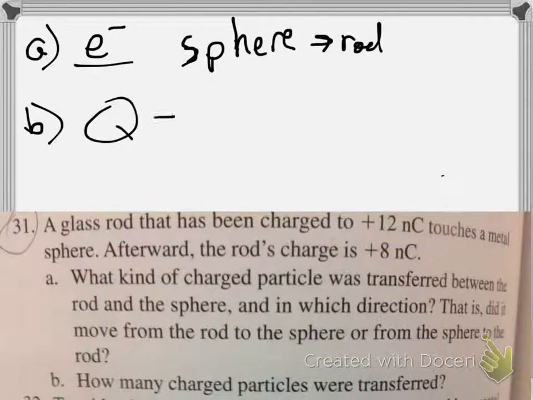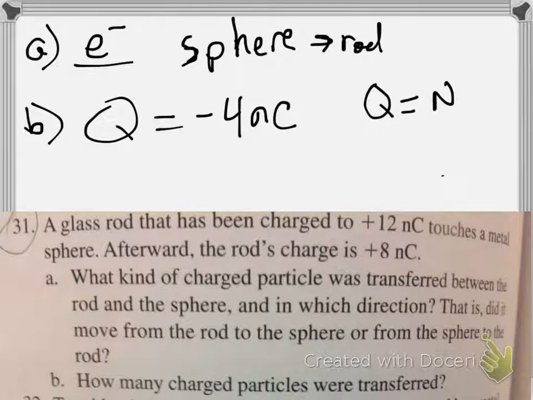We know that Q is equal... We know that negative 4 nanocoulombs of charge were transferred. So Q is the total amount of charge. So what would you say? Q is like N times... whatever. There's a way to write this, but I'm blanking right now. Is it QE or the fundamental charge? E. Yeah. The fundamental charge amount.